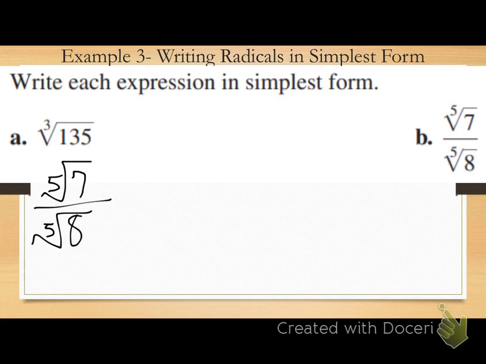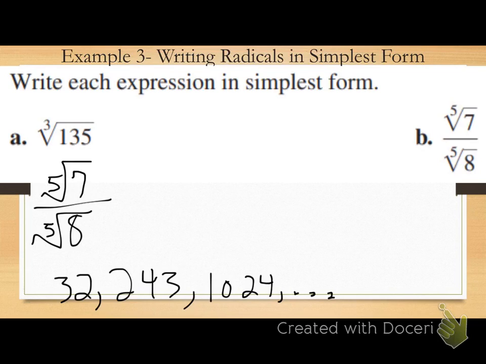Let's go ahead and list out our perfect 5s. What's 2 to the 5th power? 32. 3 to the 5th power would give me 243. 4 to the 5th power is 1024. That's too much. Big number. I need to multiply my denominator by something that'll give me one of these numbers.